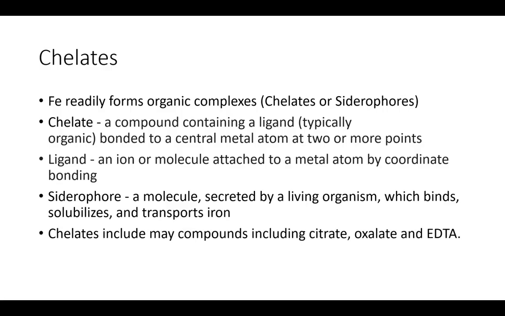Chelates may include compounds such as citrate, oxalate, and EDTA. Citrate is secreted by all organisms. Oxalate is produced by most organisms. EDTA is a chemical that is manufactured that helps solubilize different materials. Therefore, we are going to use these in order to solubilize things. Chelates are very important compounds that are therefore useful to us.